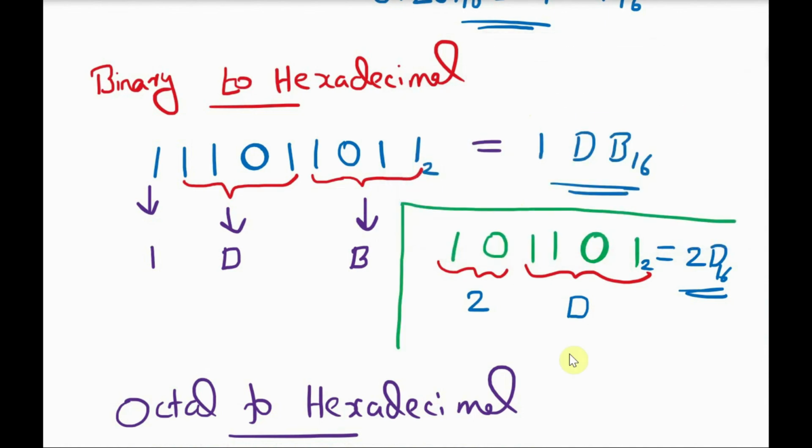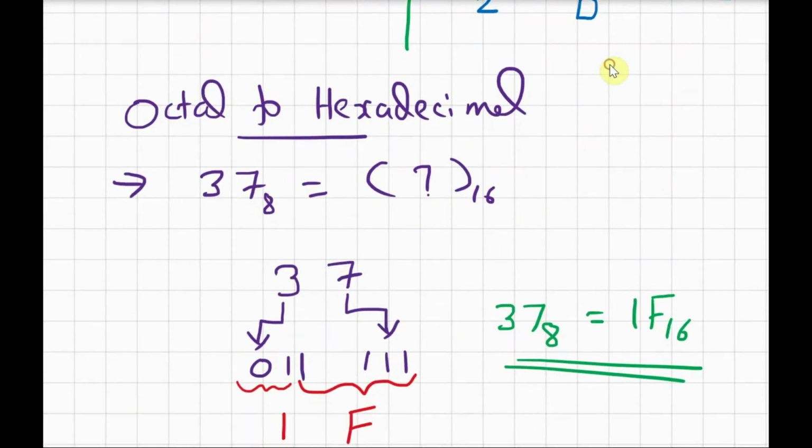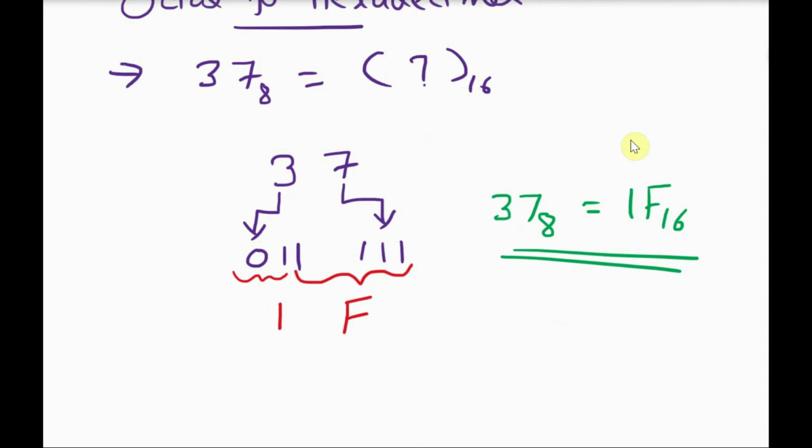And in the case of octal to hexadecimal number, we use binary in between. So first convert the octal number to the binary number, and then group that binary number in groups of 4 bits from the right. So we will get the corresponding hexadecimal number.